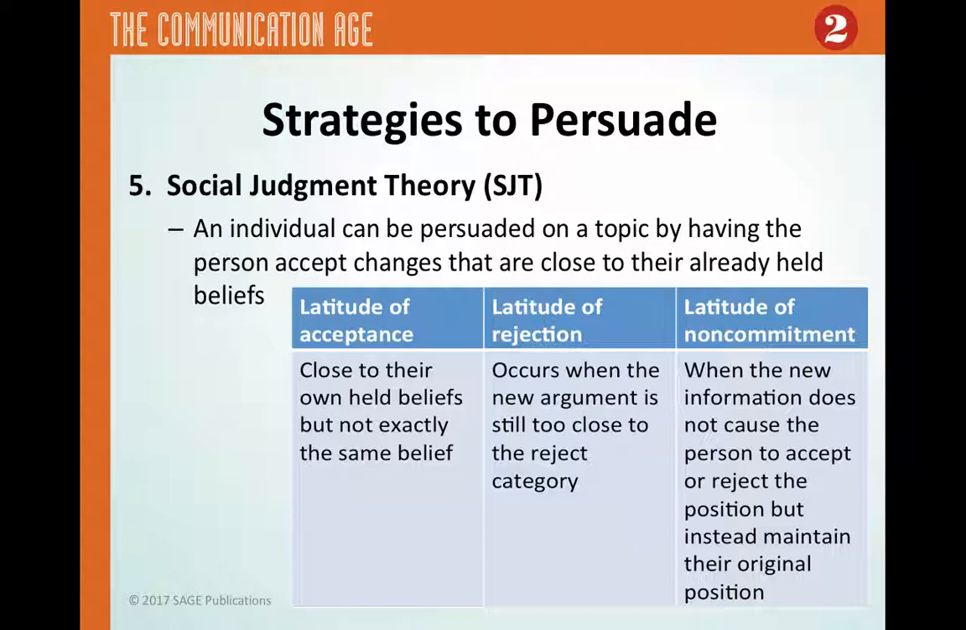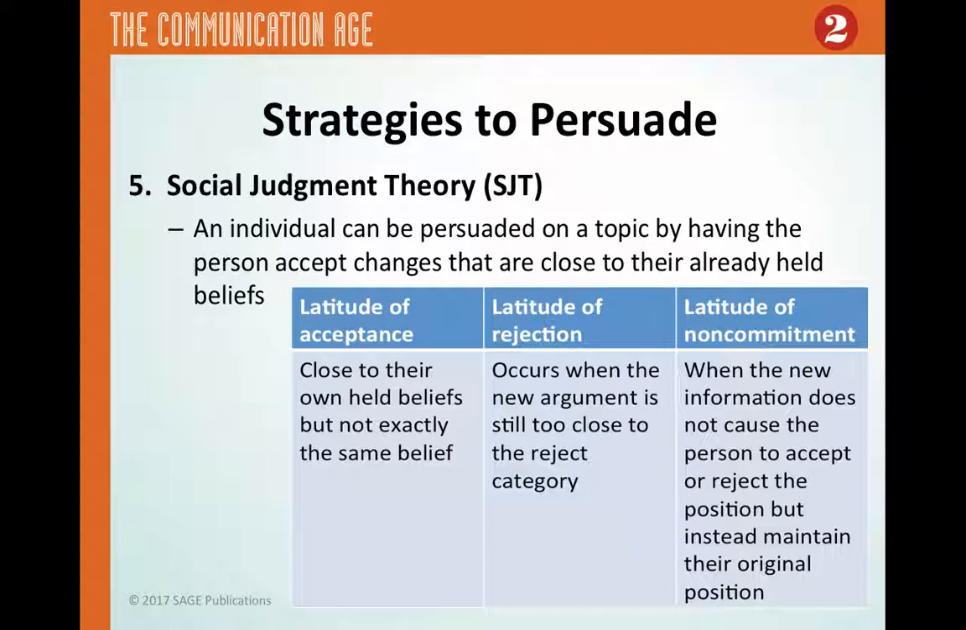Or is it a group of non-committed people where it's not really that problematic? They don't really care. They're not going to buy into it. People that are far on the latitude of acceptance and people that are far on the latitude of rejection are much easier to persuade than those at the latitude of non-commitment, where they sit in the middle and they don't really care.